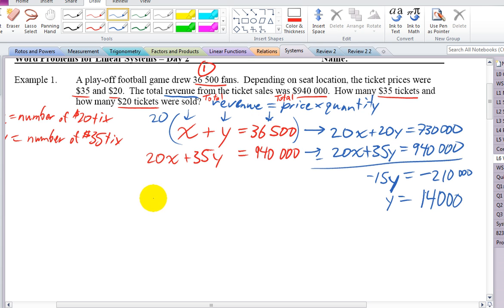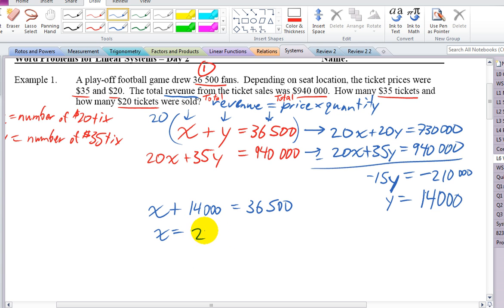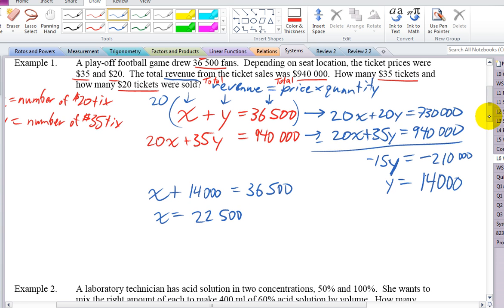So what we're going to do now is substitute and solve. So instead of x plus y, it'll be x plus 14,000 equals 36,500. So that's from equation 1. And then solve for x. And so 22,500. And you have to tell me what x and y stand for.